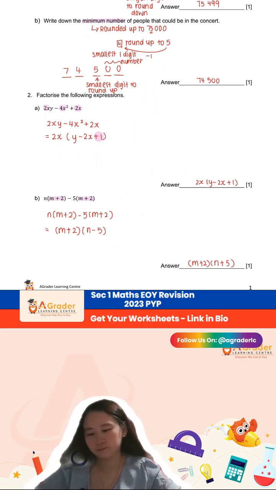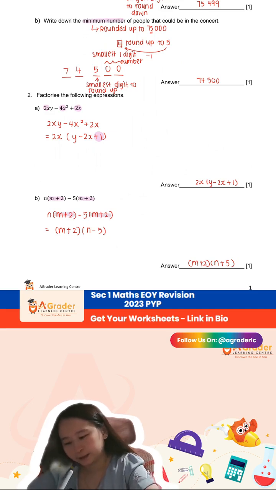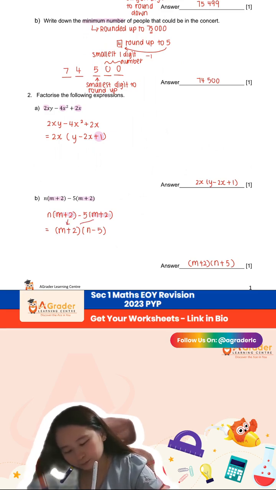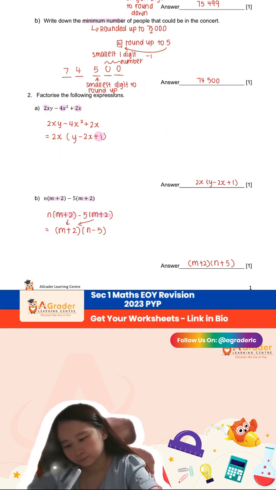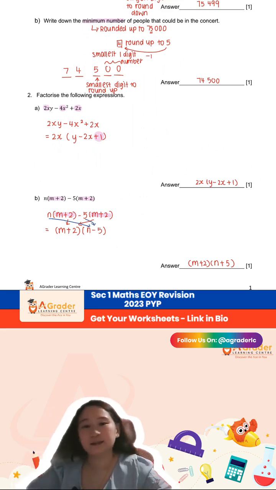So you can see here that we factorize out this n plus 2. Then whatever is left is on the other side.